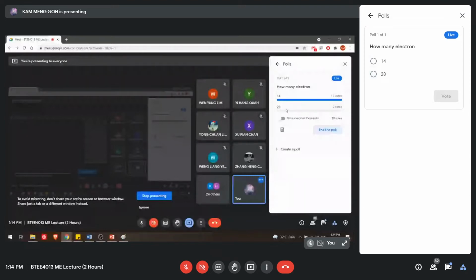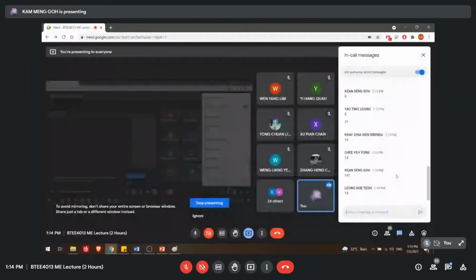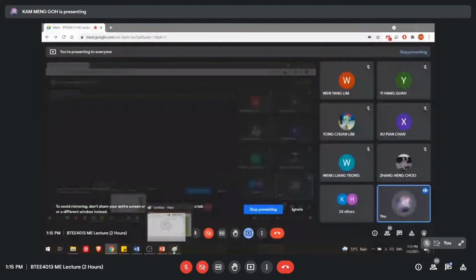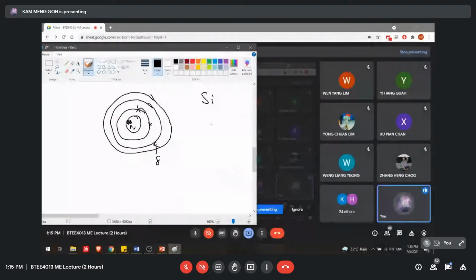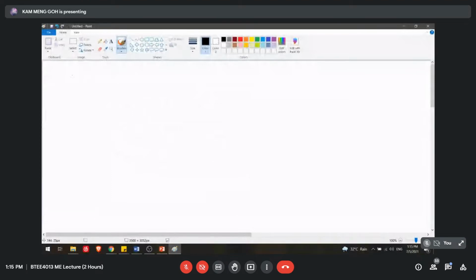Seems like everyone has a standard answer, which is 14 electrons. So we all know that silicon has 14 electrons. Everyone should have known this from high school. So right now we are dealing with the 14 electrons in silicon. Okay. But in one atom, there's one rule saying that every electron must move differently.